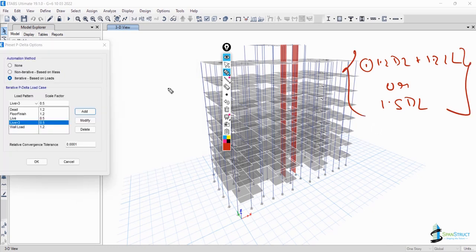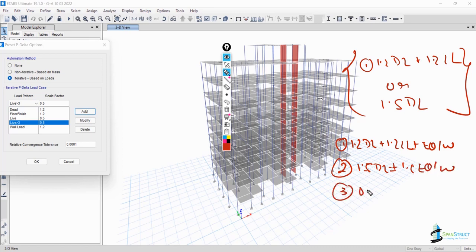If you are following the Indian code and want to define the Indian standard load combination for earthquake, the first will be 1.2 dead load plus 1.2 live load plus minus EQ or wind. The second load combination will be 1.5 dead load plus minus 1.5 EQ or wind, and the third will be 0.9 dead load plus minus 1.5 EQ and Y.